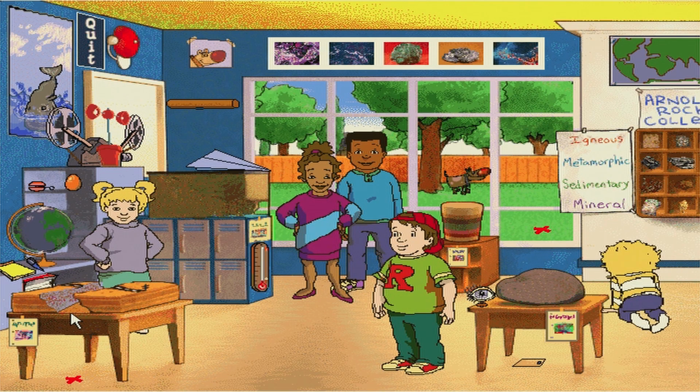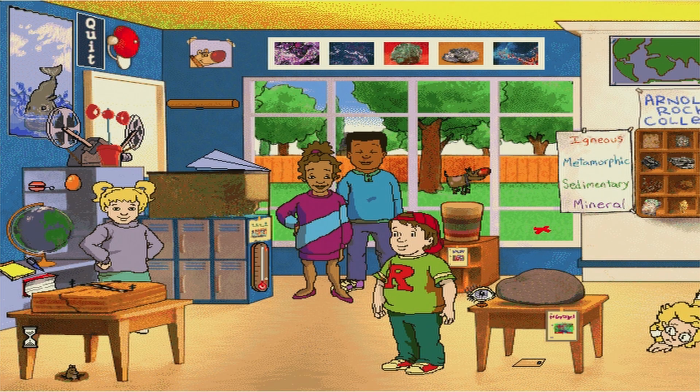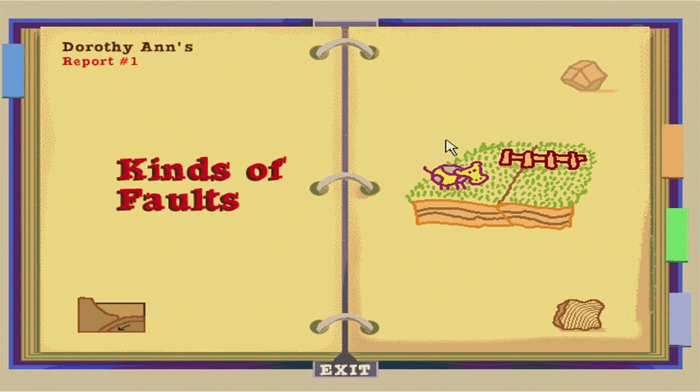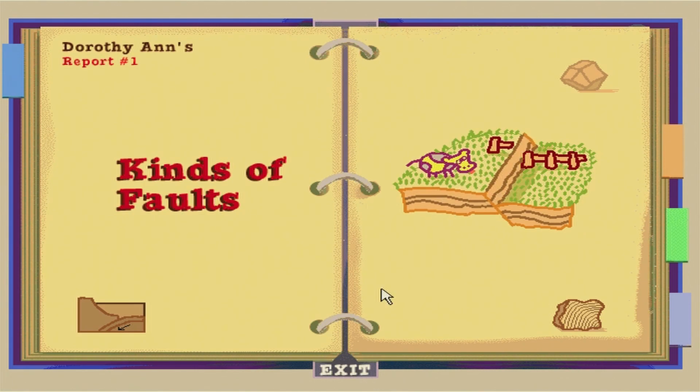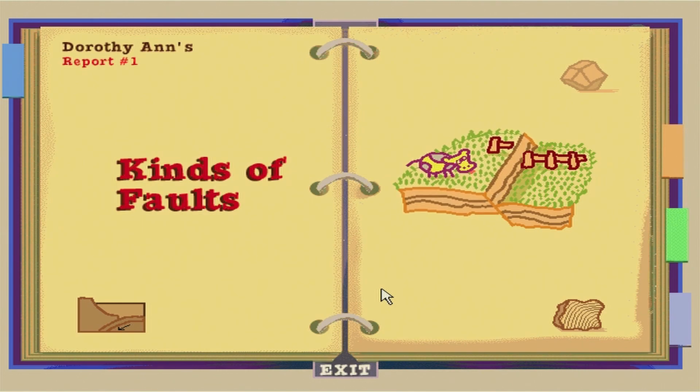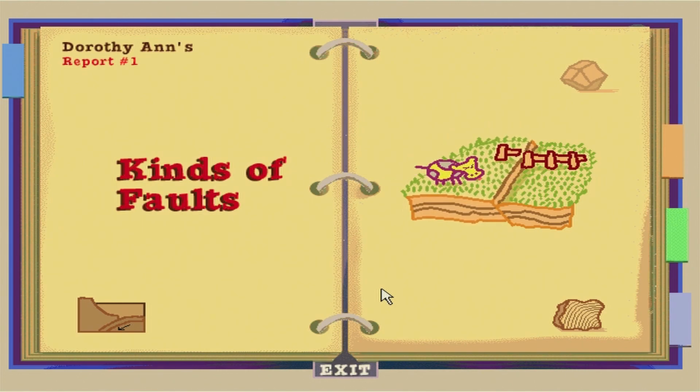Faults are fascinating because they're giant cracks in the earth. Faults by Dorothy Ann. Click on the different tabs to investigate all the sections of my report. Kinds of faults. Faults are cracks in the rocks on the surface of the earth. When the rocks move on either side of the crack, that makes an earthquake.